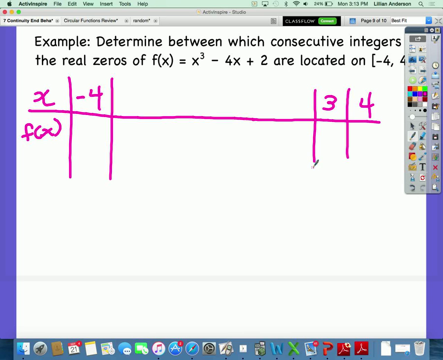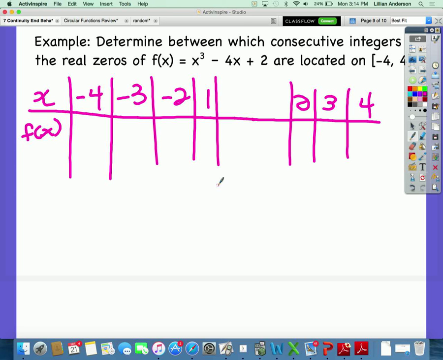3, -3, -2, 1, -1, and 0. These are all your integers that lie between -4 and 4. I want to plug these numbers into this function. Wherever they change signs, what happens? There's a C. There's a C, which represents what? An x-intercept.